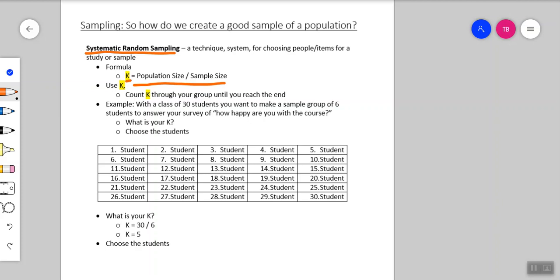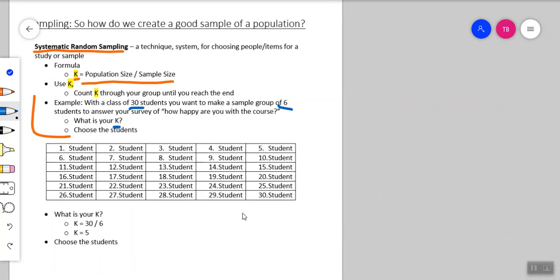Let's go through an example. The example is with a class of 30 students. You want to make a sample group of 6 to answer your survey of how happy people are in the course. So what is your K is the first question. We're just going to enter that into the equation. We see population size, and we have that marked as 30. Population size of 30 divided by sample size of 6.